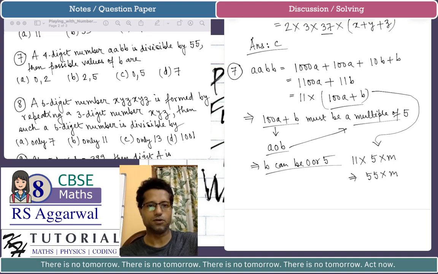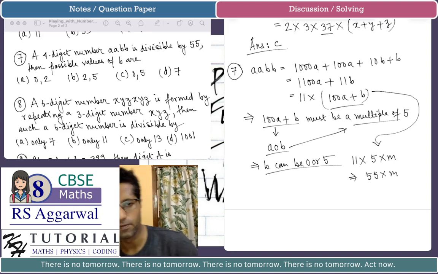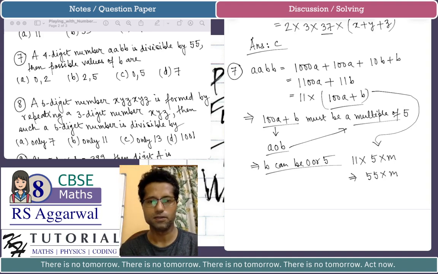Now we have to see the choices. From this fact, we know that B can be either 0 or 5, so we can rule out, eliminate the choices A and D. Now the choices B and C. Choice B says the possible values of B can be 2 and 5. Can the digit B have the value of 2? No, it cannot. We have already found that B can be 0 or 5. So definitely the choice is C. C is the correct choice.